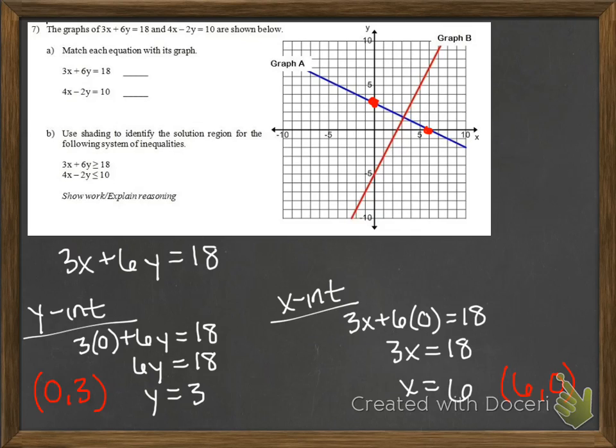If I plot those 2 points, those match up with graph A. So that means the first equation is going to be graph A, and the second one is going to be graph B.